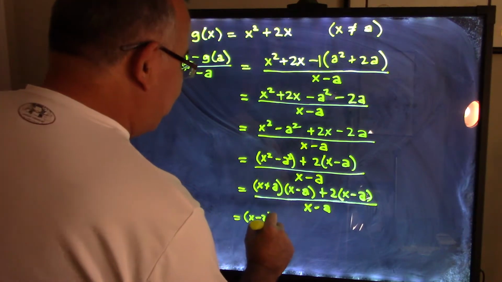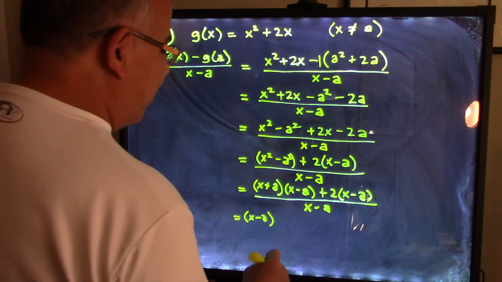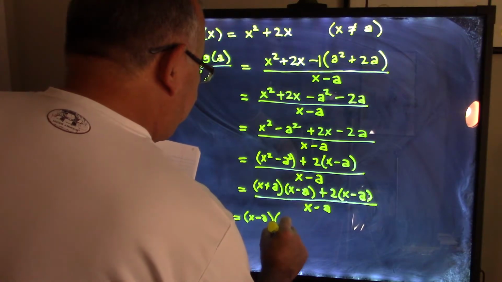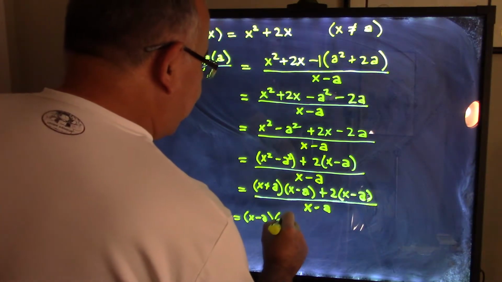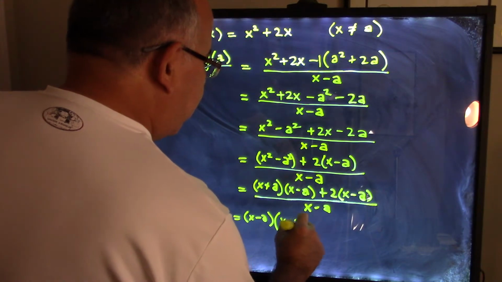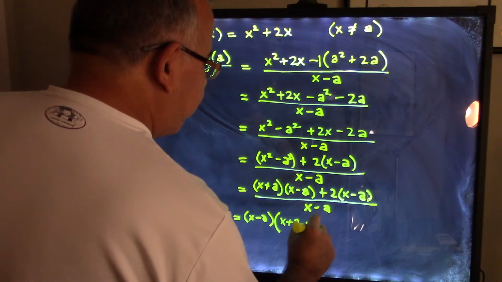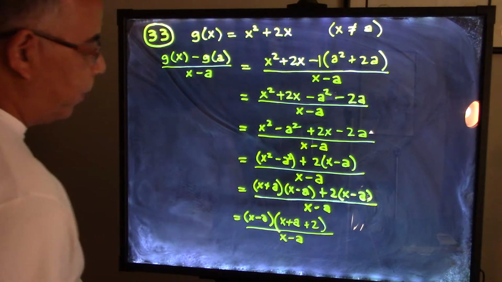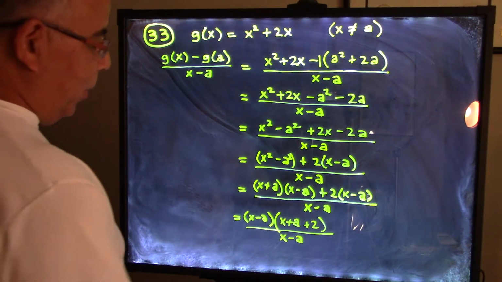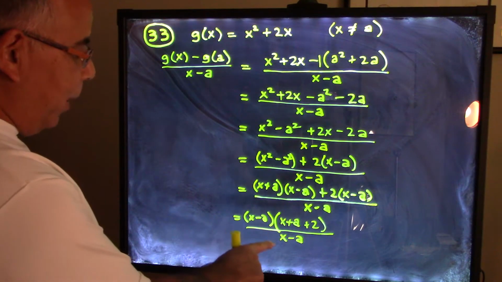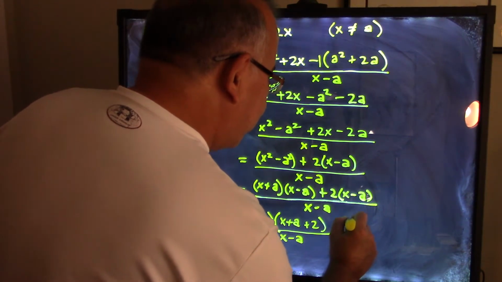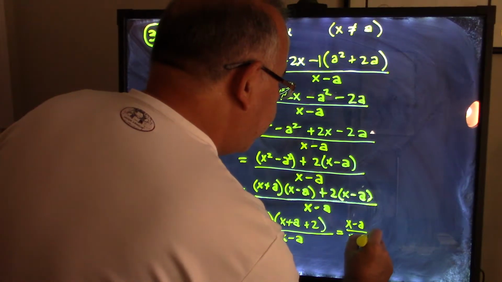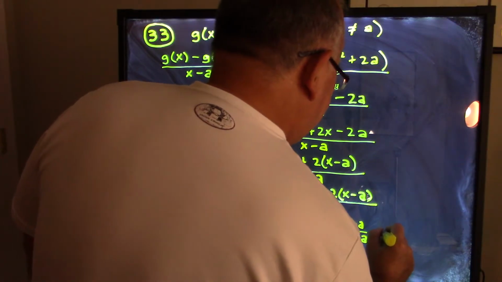Lo and behold, I can already see what's going to happen. That's going to cancel with the denominator, but let's wait till we get there. When you factor out the x minus a, that leaves you with x plus a, and then plus the 2, all over x minus a. Now I can do some canceling. What you really have here is x minus a over x minus a, times x plus a plus 2.